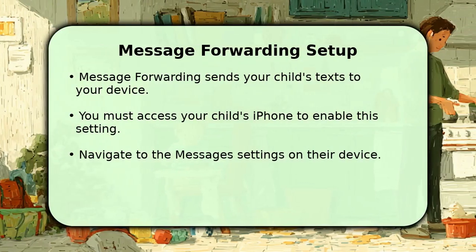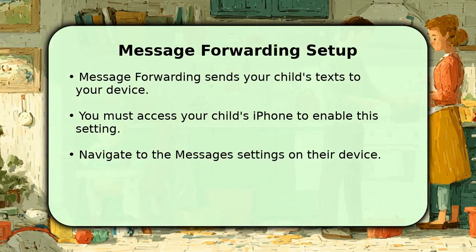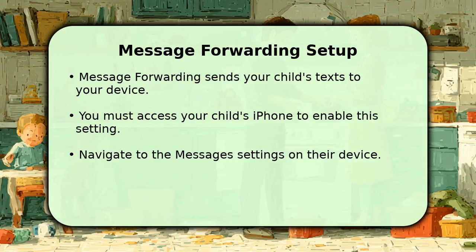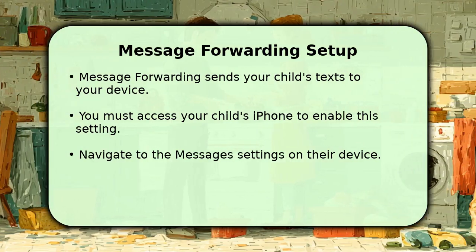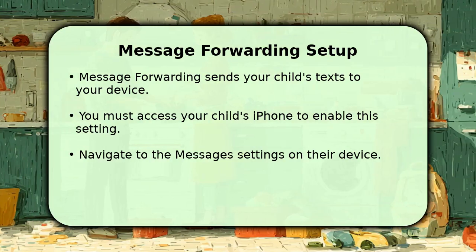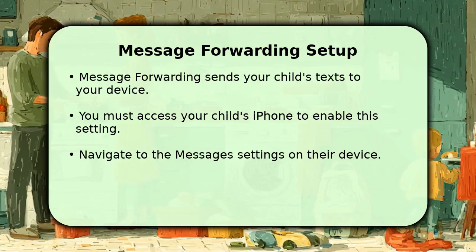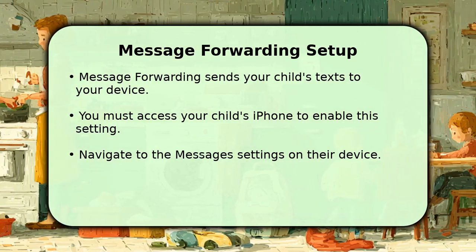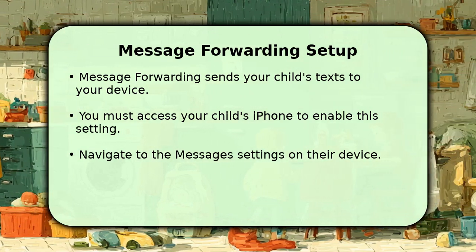Next, you will need physical access to your child's iPhone to enable text message forwarding. Open their Settings application, then scroll down and tap on Messages. Within the Messages menu, locate and tap on Text Message Forwarding. This specific setting is what allows text messages received on their device to be simultaneously sent to your registered devices. Accessing their phone directly is a necessary step for this feature to work effectively and securely within Apple's ecosystem.